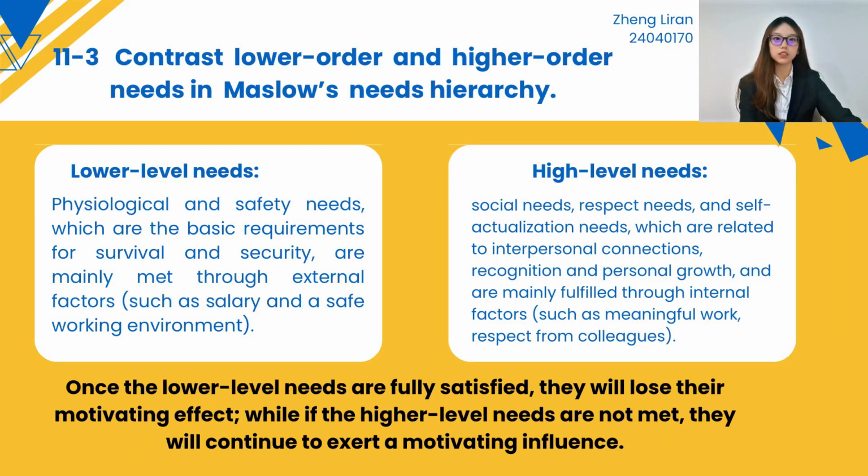Next, let's talk about Maslow's hierarchy of needs, focusing on the core differences between lower level and higher level needs. First, we will discuss lower level needs. These include physiological needs and safety needs, which are the basic requirements for human survival and security. For example, having enough food and clothes, and having a stable income or job security. These needs are mainly met by external factors such as salary and the company's safety system.